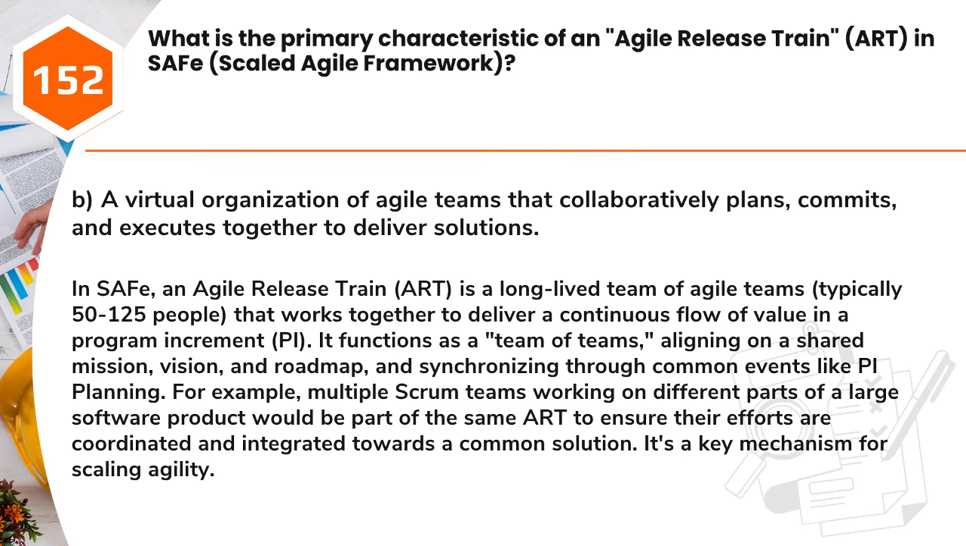like PI planning. For example, multiple Scrum teams working on different parts of a large software product would be part of the same ART to ensure their efforts are coordinated and integrated towards a common solution. It's a key mechanism for scaling agility.